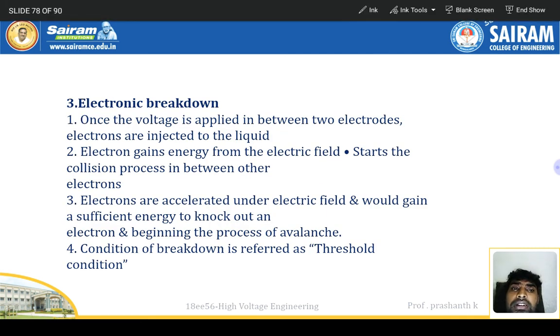Now, electronic breakdown. Once the voltage is applied between the two electrodes, electrons are injected into the liquid. Electrons gain energy from the electric field and start the collision process with the other electrons. So this is the electronic breakdown.